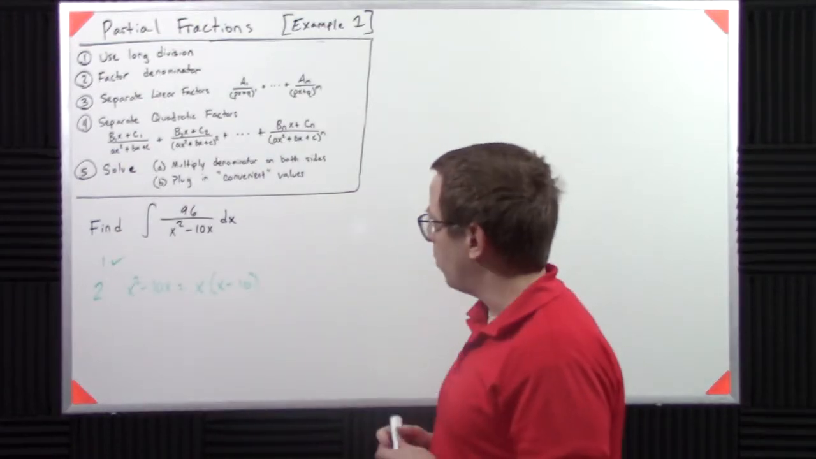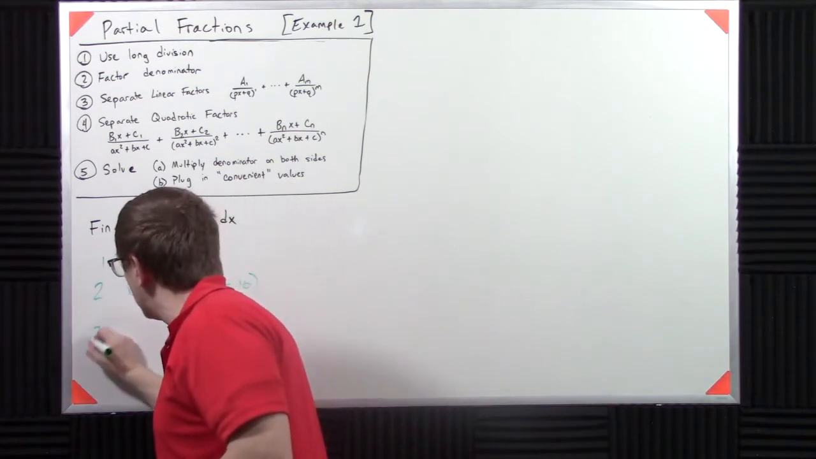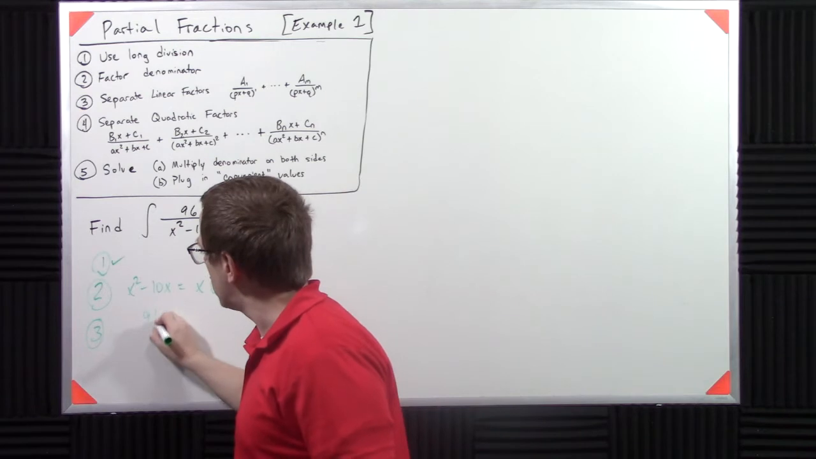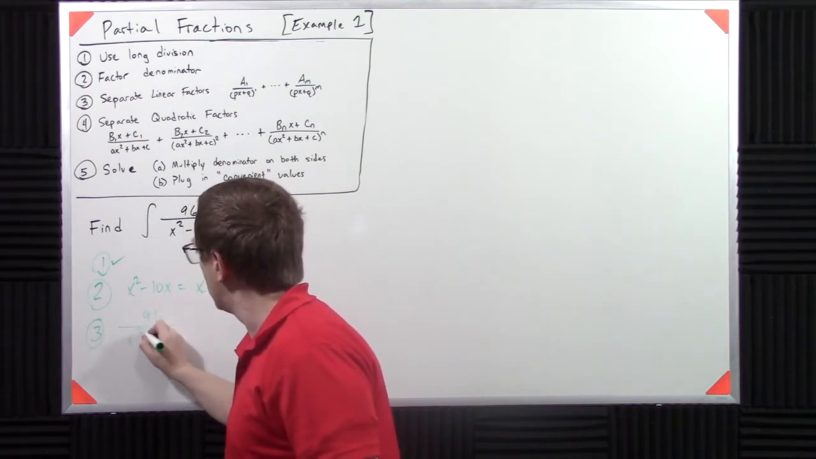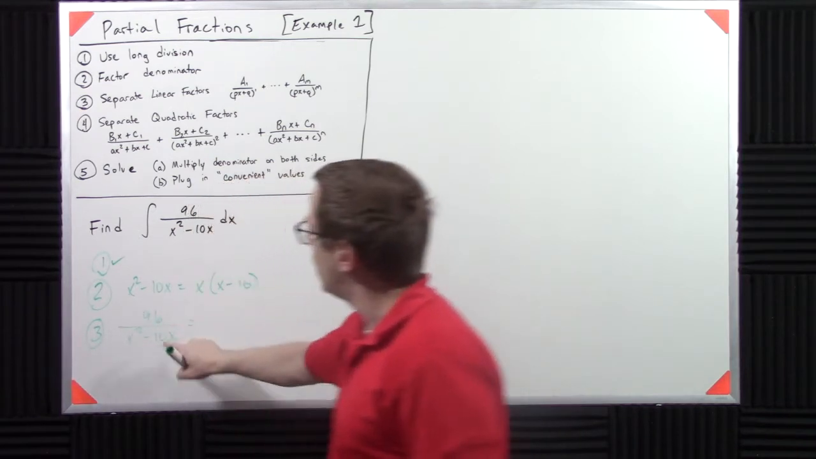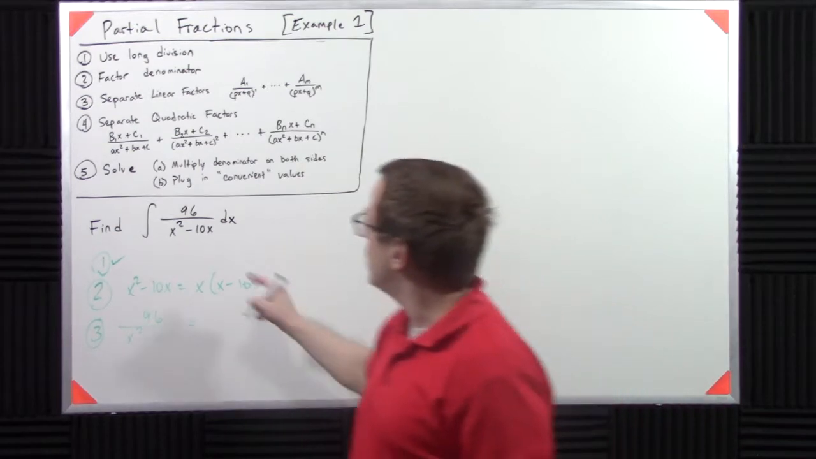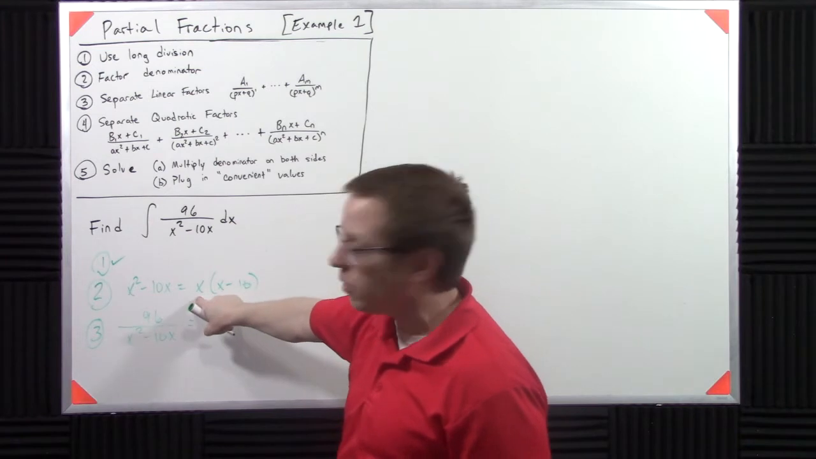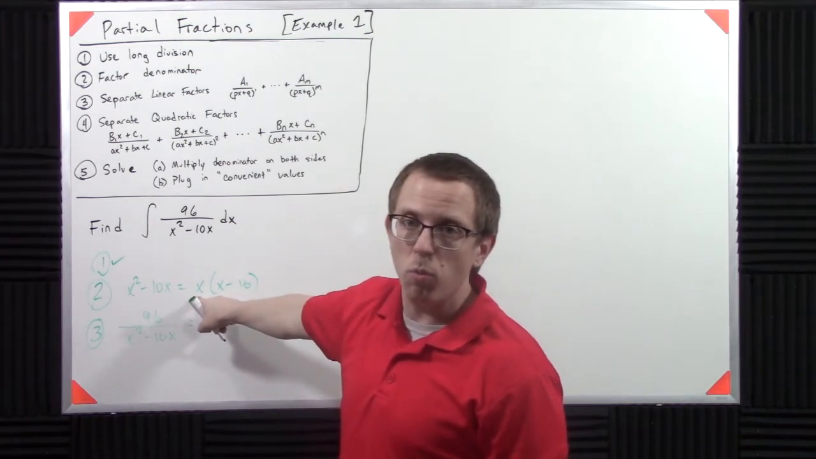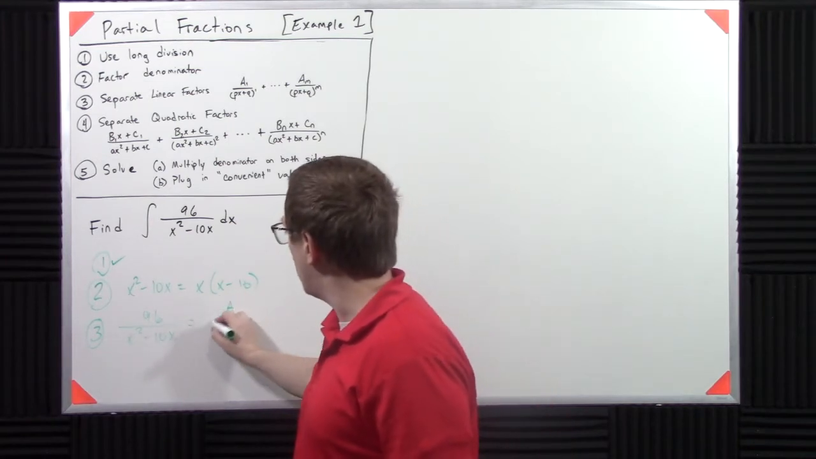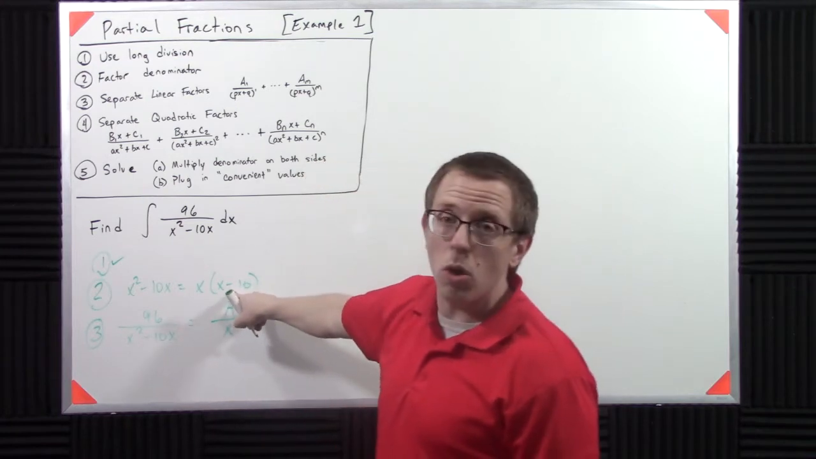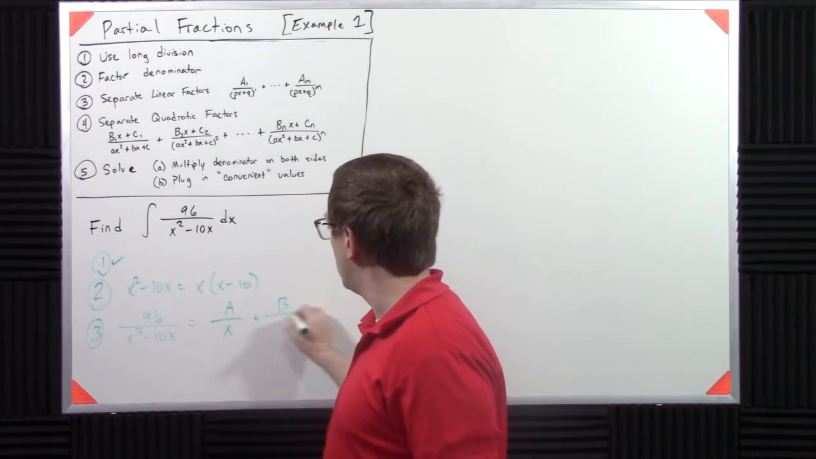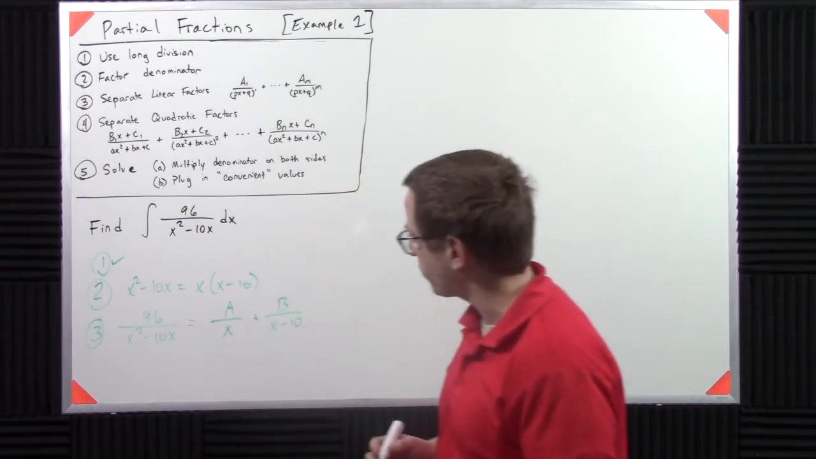What does that mean? Well, what that means is I need to take this equation and separate it into each of these. So this is a linear factor because it's degree 1. So that's A over x, the factors. And then that's also a linear factor because, again, it's degree 1. So B over x minus 10.